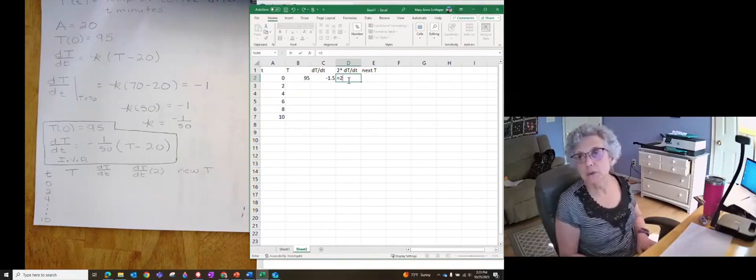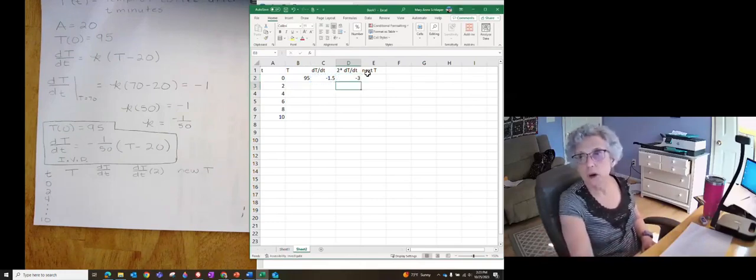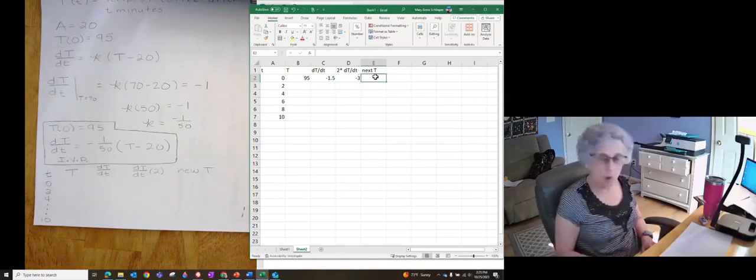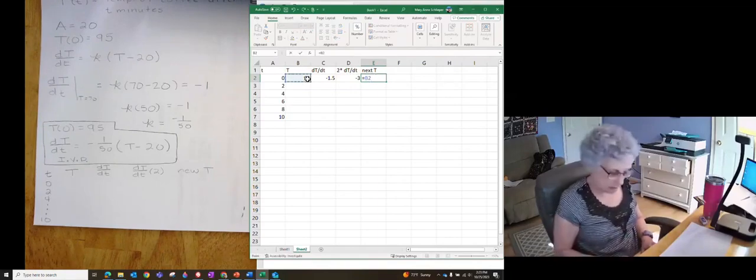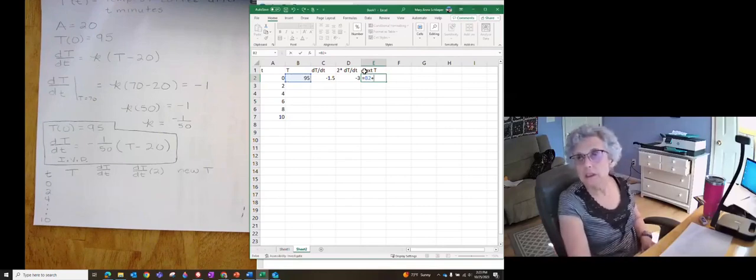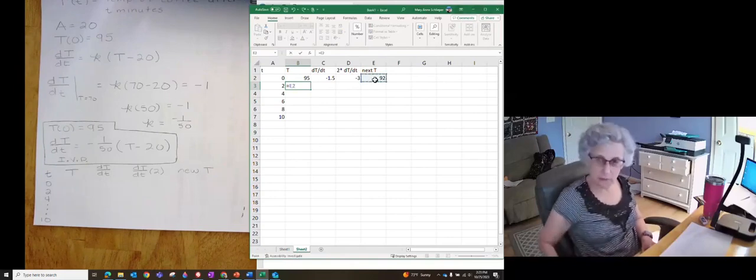This times 2. 2 times the derivative gives me the change in T, so 2, the step size, times the derivative gives me my delta T. The next T equals T plus delta T, the change in temperature, equals this one.